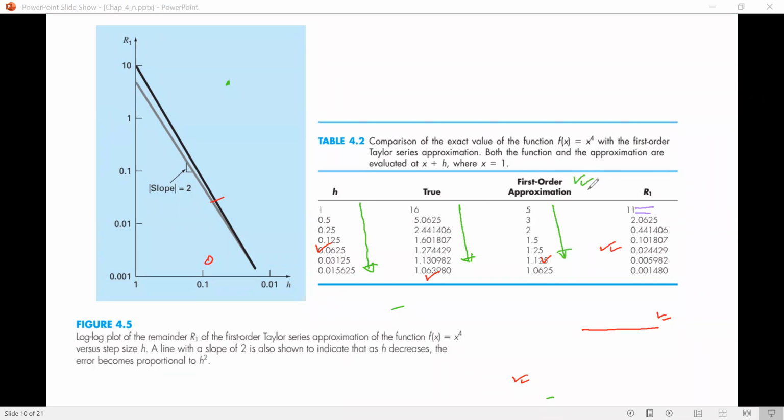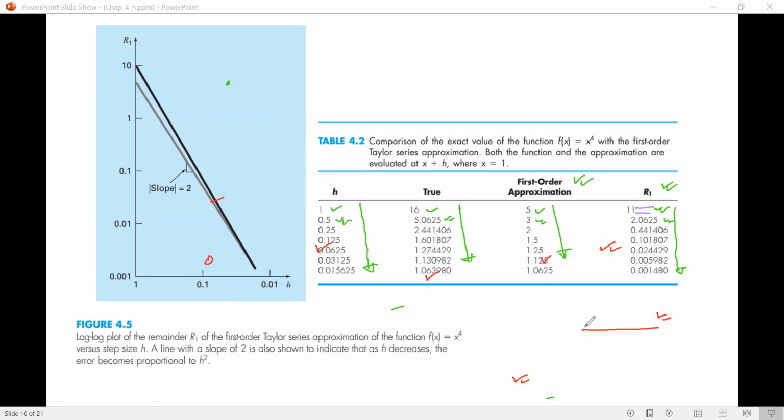Because of the order of approximation, first order, your true value is there, and the error you can easily calculate, since your remainder function is there. So for a particular value of h equal to 1, your true value is 16, your first order approximation is 5 for this function, and you have your remainder equal to 11. And if we halve our step size, then your true value equals this, your approximate value would be equal to this. This is the remainder.